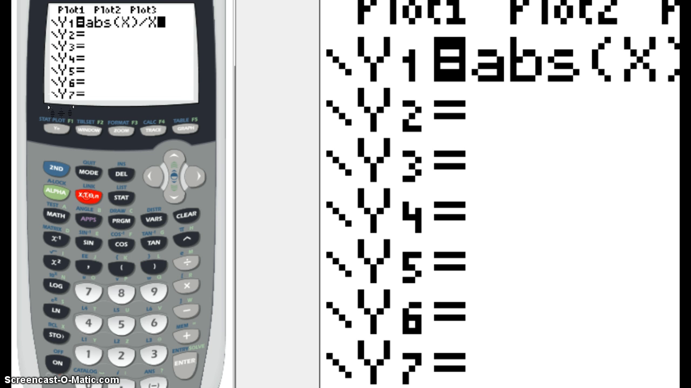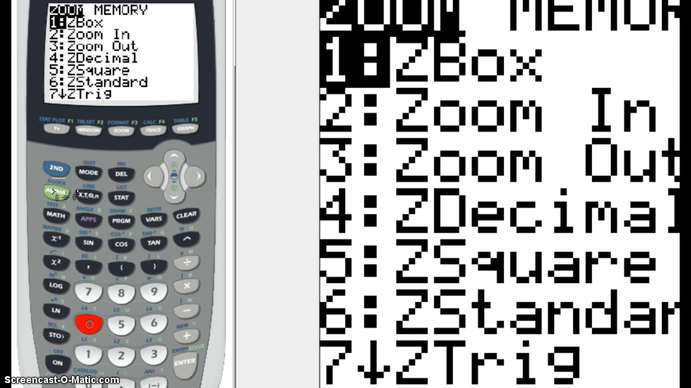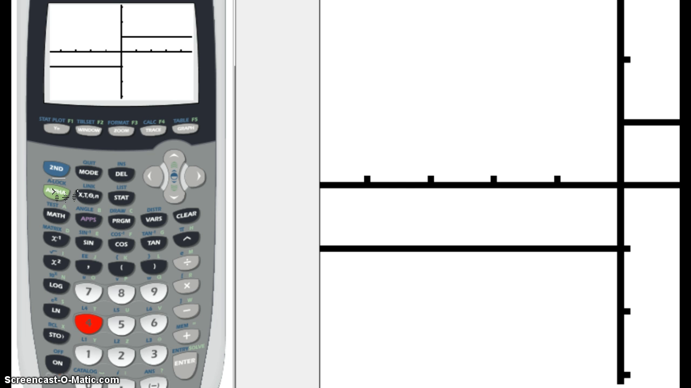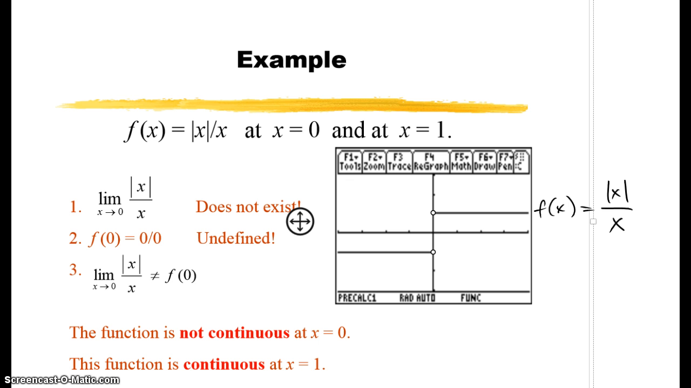Now let's divide that by x. Let's hit zoom, and option 4, zoom decimal. And here's the graph of absolute value of x over x. Going back to our slides, that's what we have here. And again, on some calculators, the calculator will actually display this open circle. Depends on what version you have. And that's the first problem we run into.